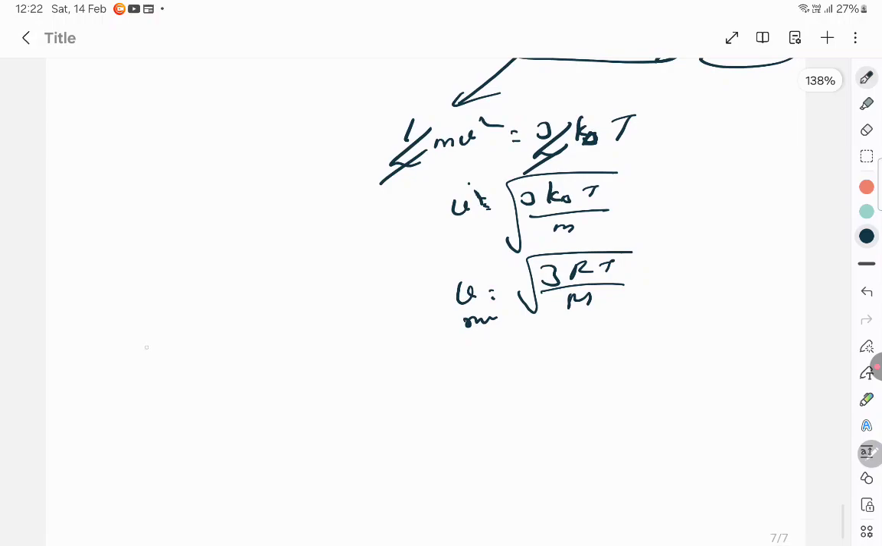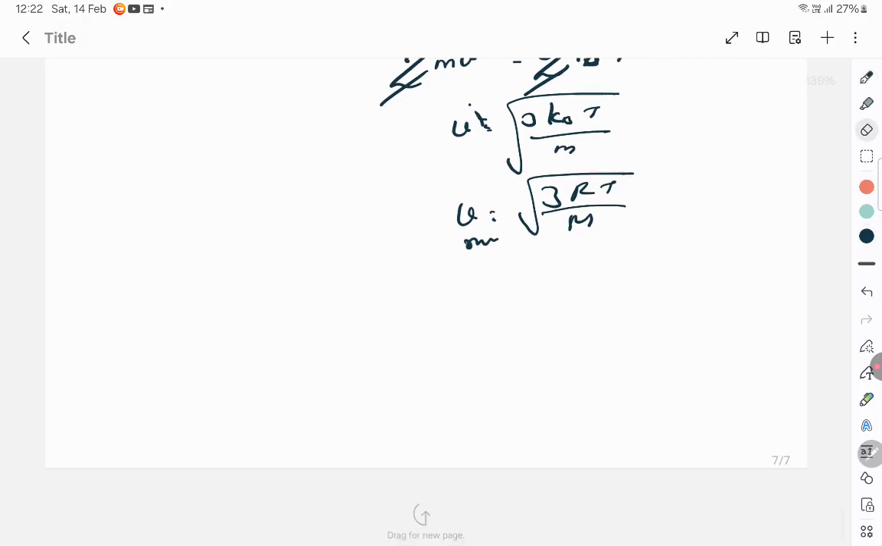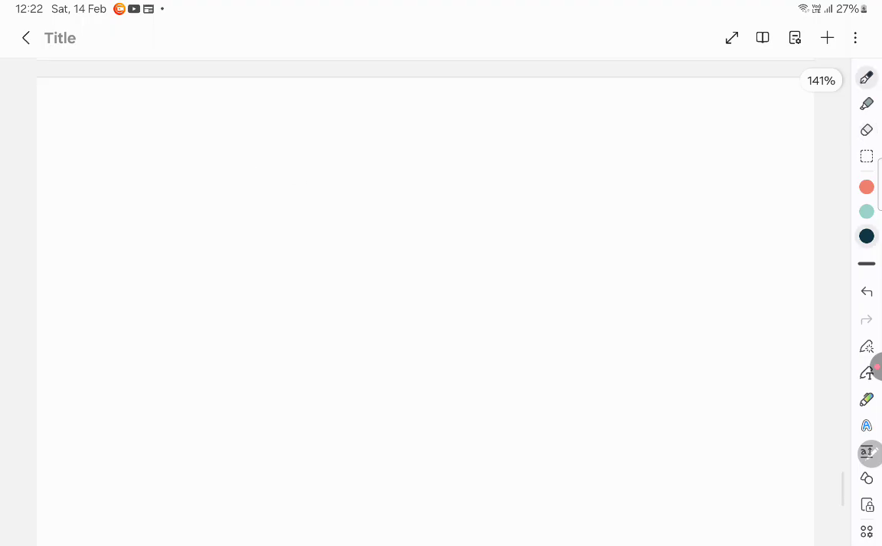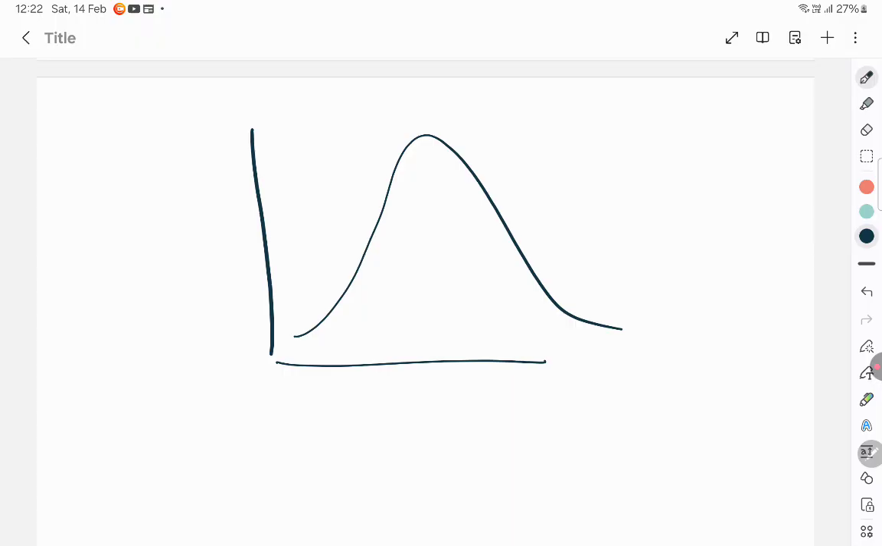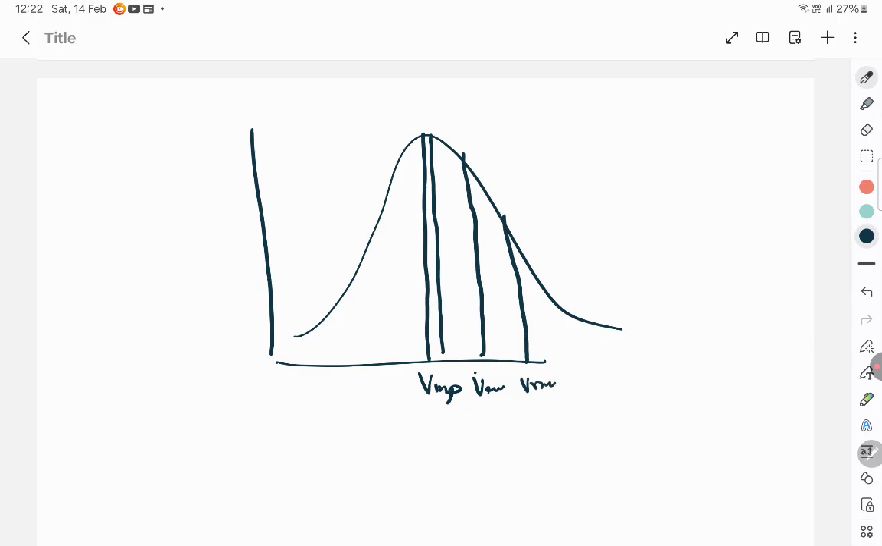Now I am introducing you to what is RMS velocity, what is the most probable velocity, and what is average. You already know what is V average. Okay, I'll just do this graph and show you. This graph is a very, very important graph. You should draw it like a mountain like this. And here, this is called most probable velocity. Next to it will be V average. Next to it will be V RMS. This is the velocity on the x-axis. This is the number of molecules.